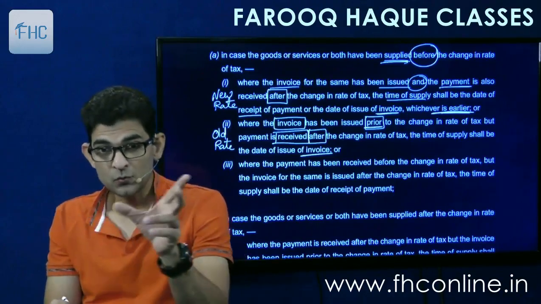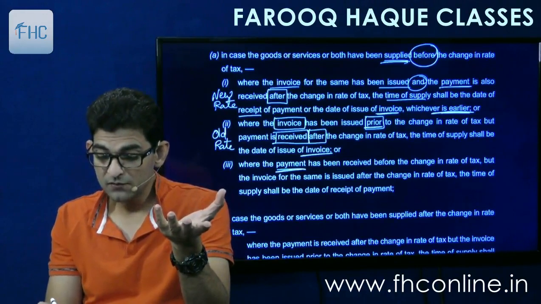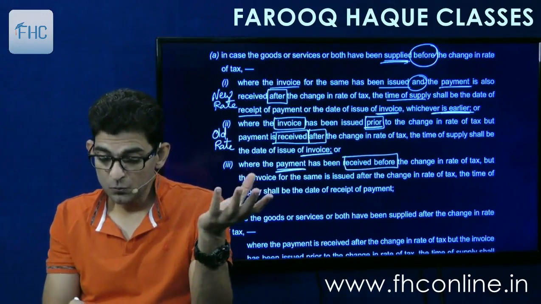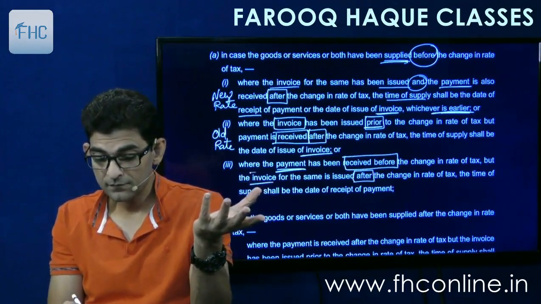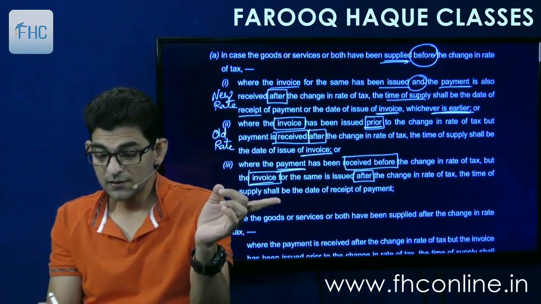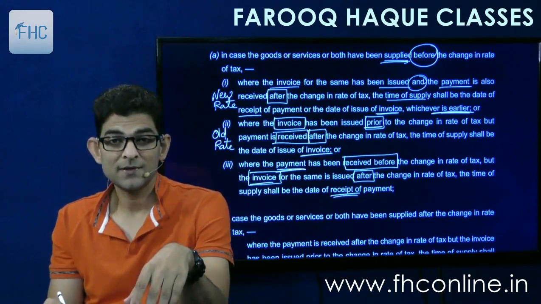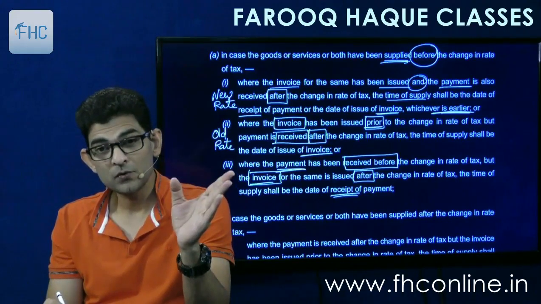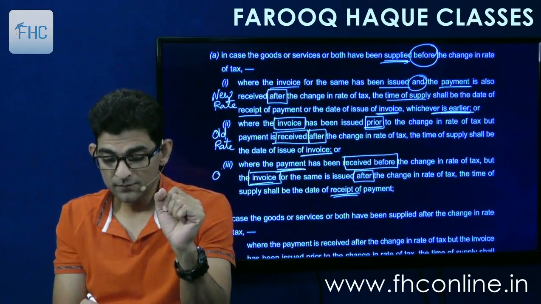And third point. The third point is the reverse of the second point, where payment has been received before, so the receipt is before, but the invoice for the same is issued after the change. So invoice is after. So receipt is before, invoice is after. In this case, you will take the receipt of payment as the time of supply. As receipt is before the change, again which rate are you going to apply? The old rate.